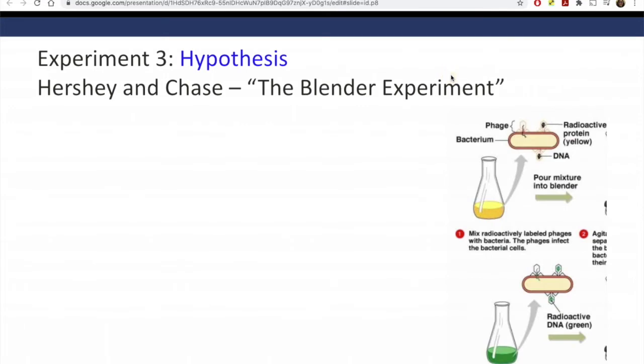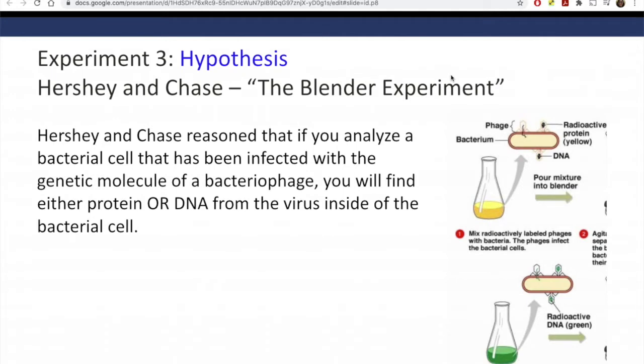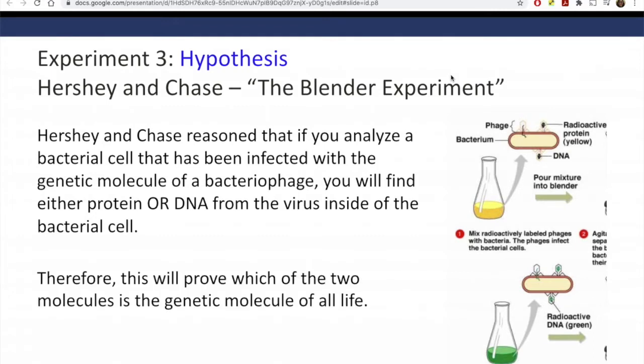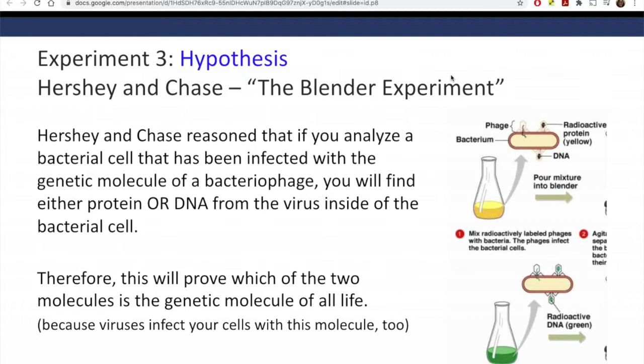So with that background knowledge about bacteriophages and how they work, Hershey and Chase reasoned that if you analyze the bacterial cell that was infected with the genetic molecule from the bacteriophage virus, you will therefore find inside of that bacterial cell either protein or DNA from that virus. So therefore, this would prove which of the 2 molecules is the genetic molecule of all life, because viruses do this same process with our cells too. So therefore, that molecule would have to work in our cells.